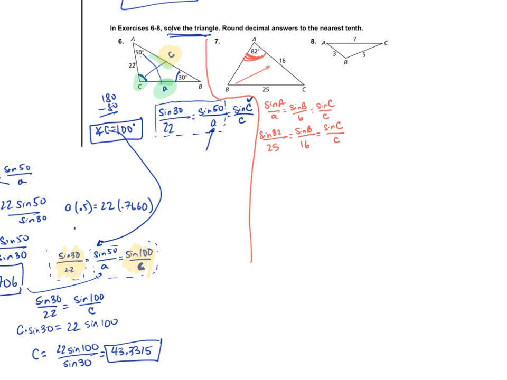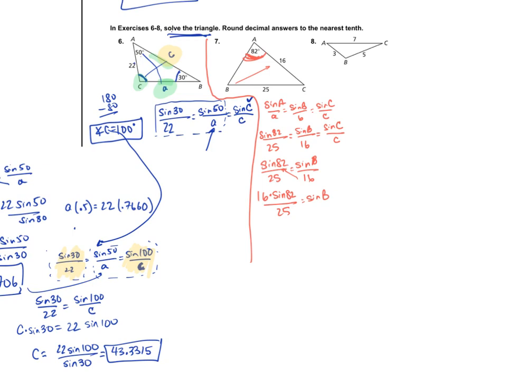So we are going to say the sine of 82 over 25 equals the sine of b over 16. And that's what I'm going to solve for right here, this b. So cross multiply: 16 times the sine of 82 over 25 equals the sine of b. I will let you see what I did there. All I did was cross multiply this one there. You could cross multiply, but then you'd have to divide the 25 again.